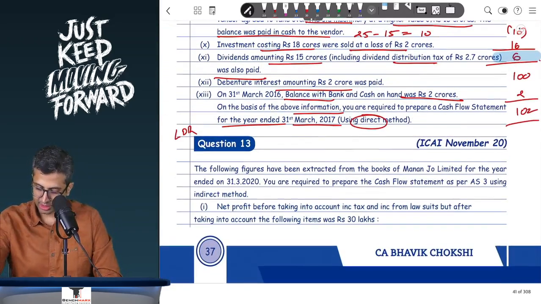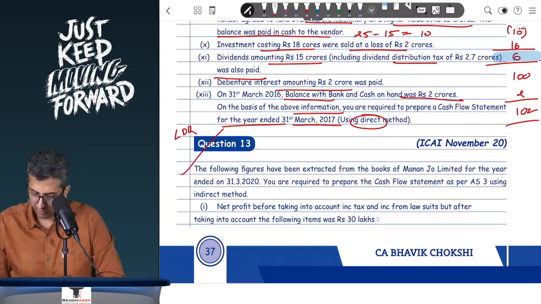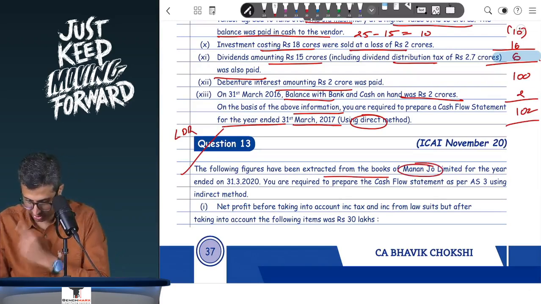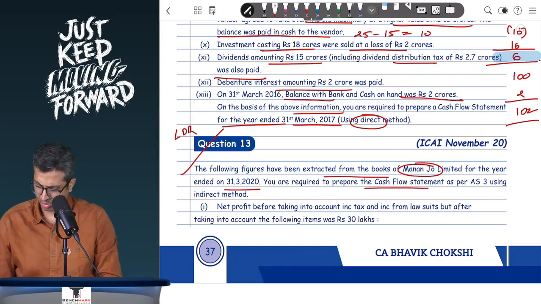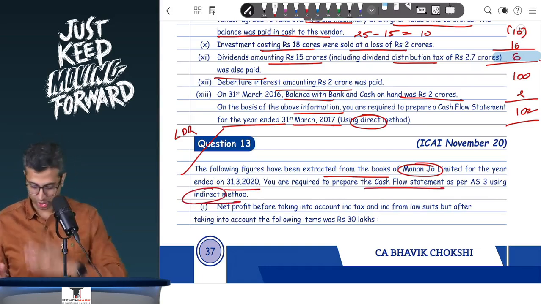Okay, so let us review question number 13. This is a November 20 paper, and there are quite a bit of adjustments here. Following figures have been extracted from the books of Mananjo Limited for the year ended 31st March 2020, and you are required to prepare the cash flow statement using the indirect method. They have clearly told you that.